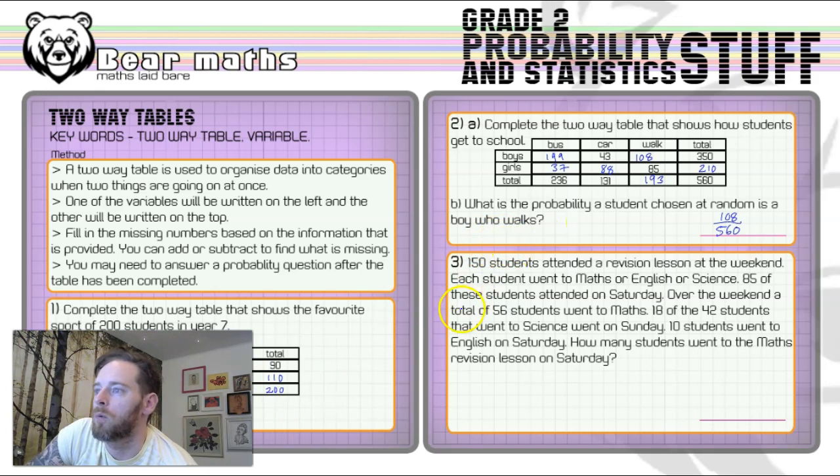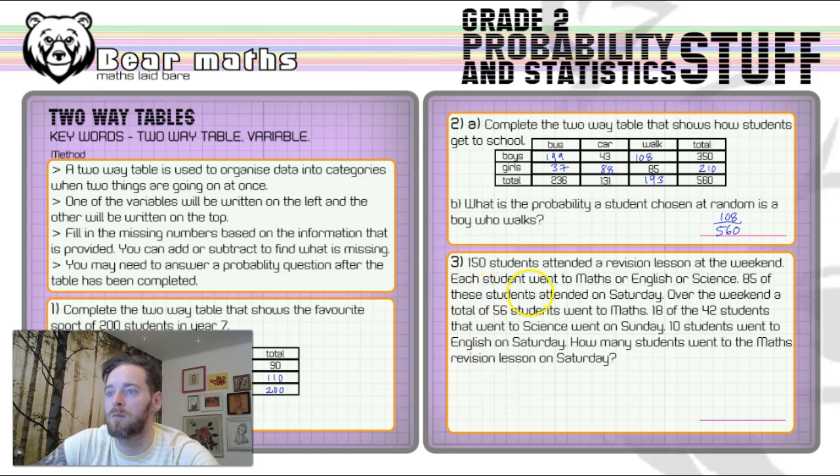Now, let's look at question 3. So 150 students attended a revision lesson at the weekend. Each student went to maths or English or science. 85 of the students attended on Saturday over the weekend. In total, 56 went to maths. 80, loads of information. Let's just think about how we could organise this information. Maybe because it's a two-way table video, we could put it in a two-way table. This is a really tricky question. I think lots of people would be like, oh my god, what am I doing with all this information? If you organise it into a two-way table, it becomes a lot more manageable.